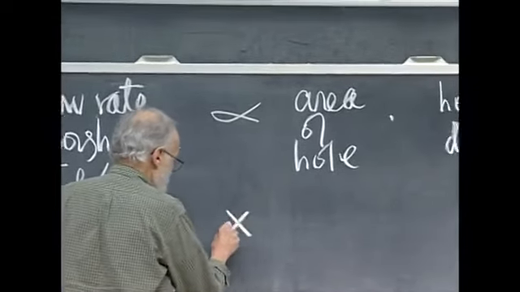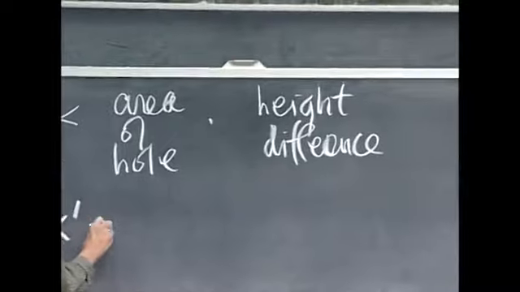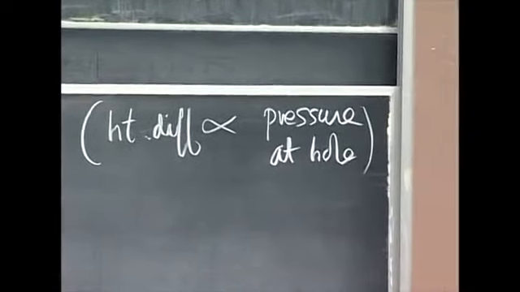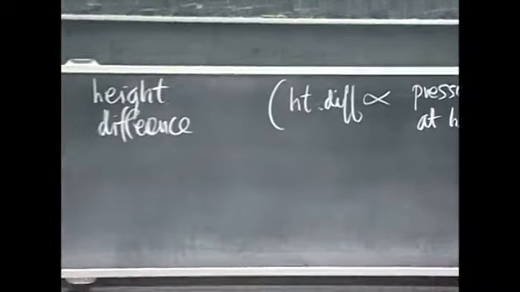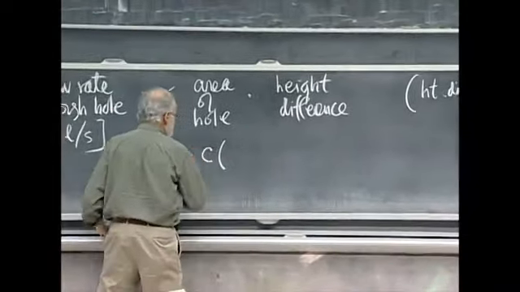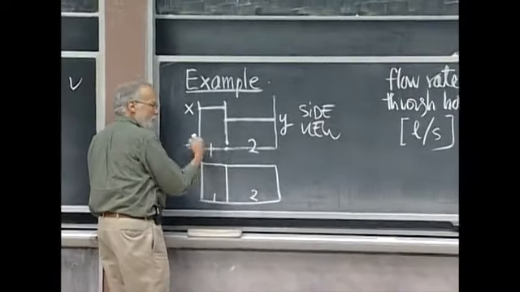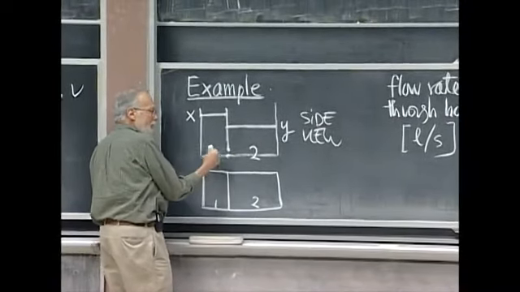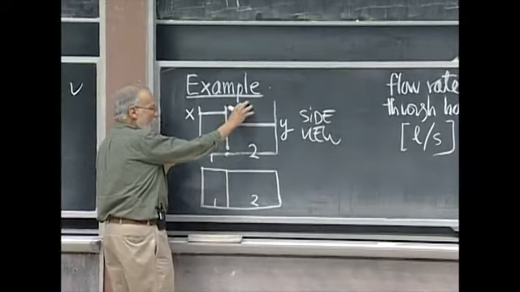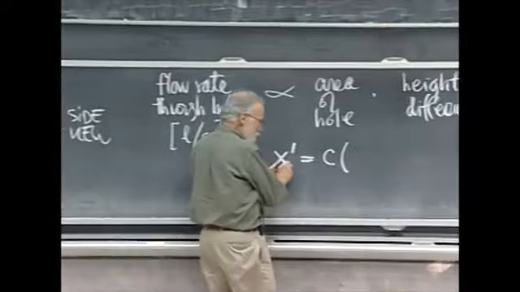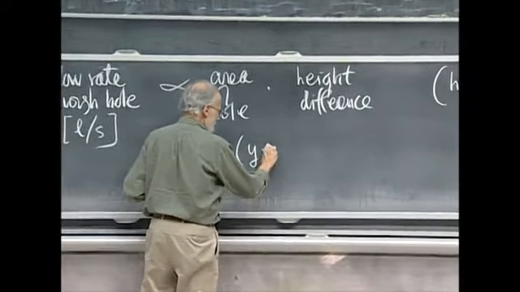x prime is equal to, therefore, some constant depending on the area of the hole and this constant of proportionality with the pressure and the units and everything else, times the pressure difference I'm talking about. Well, if fluid is going to flow in this direction, that must mean the y height is higher than the x height. So, to make x prime positive, it should be y minus x here.